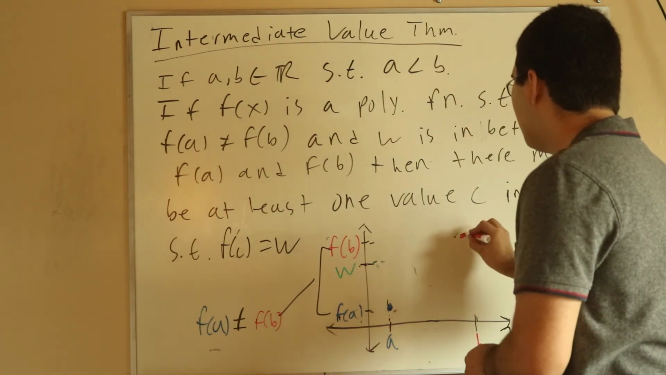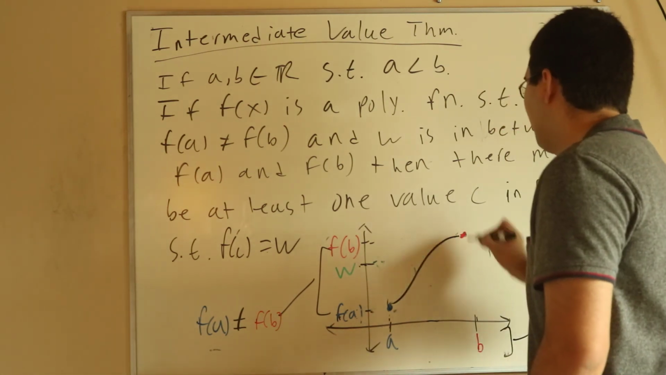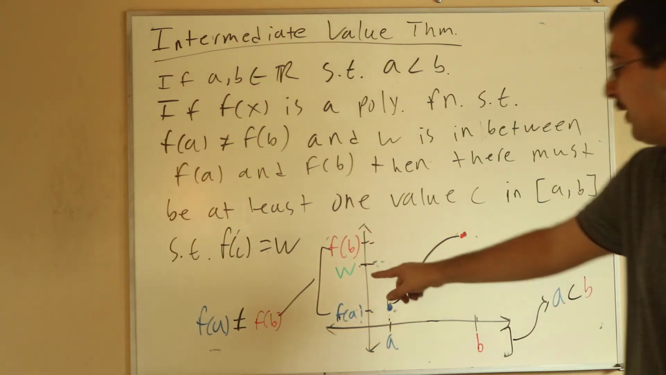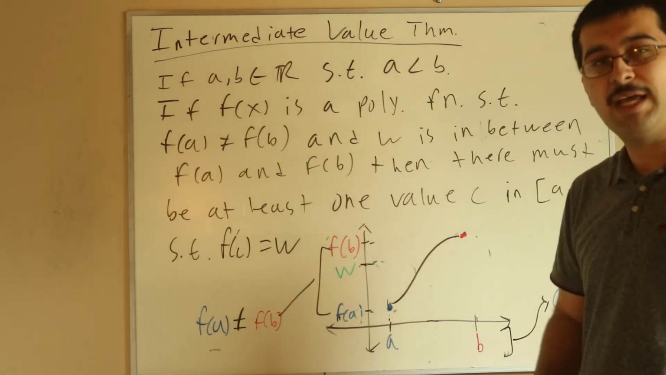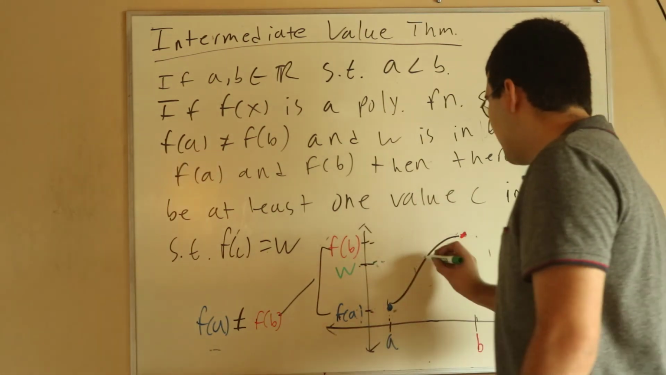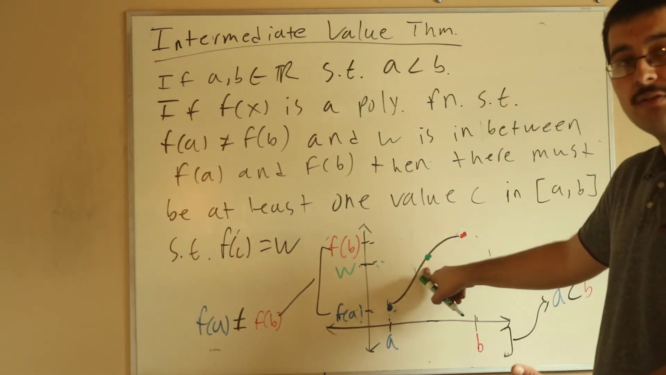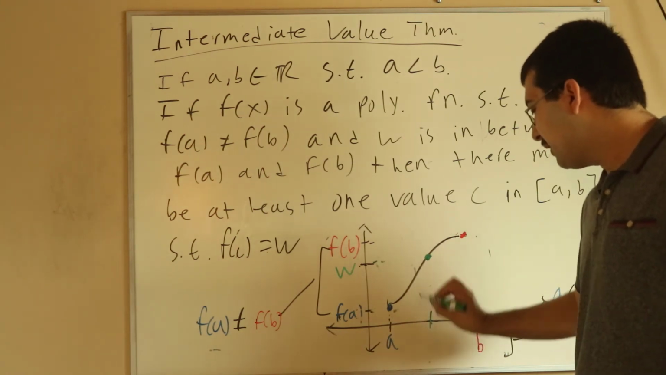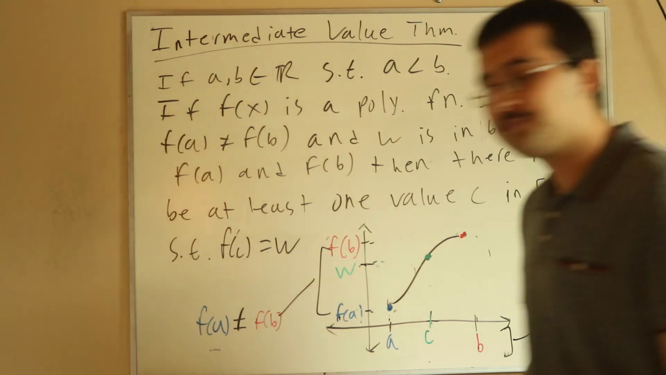So the key idea is no matter how you connect these two points, there will exist a point which uses w, since the function is continuous and since w lies between f of a and f of b. So since there exists a point that uses w, correspondingly, because w is the y value of the point, there must also be a value for x, for the point. There must be a value c.